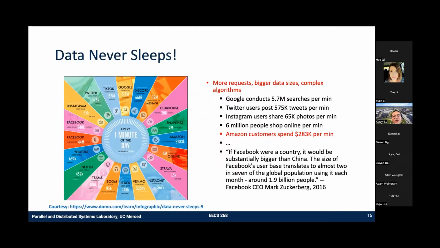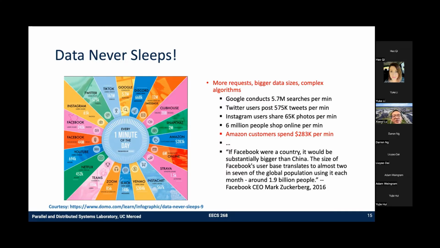So this is a nice picture to show why big data becomes such a big problem in the industry. They call it data never sleeps. This is a very good example to show how much data is generated every minute in the internet services, right? For instance, you can see that Google conducts 5.7 million searches per minute. Maybe you say, okay, this is just one search, right? But actually with these 5.7 million searches, you can think each request may take several bytes or maybe kilobytes, right?